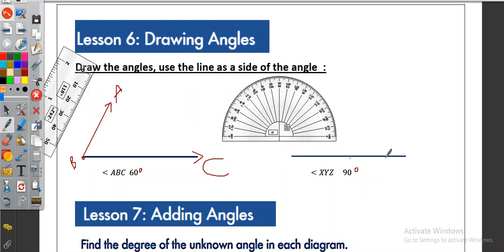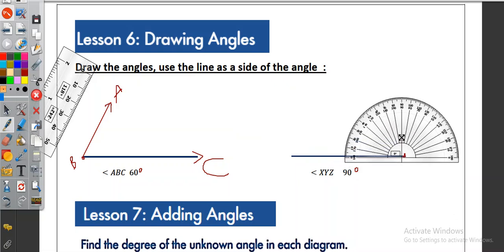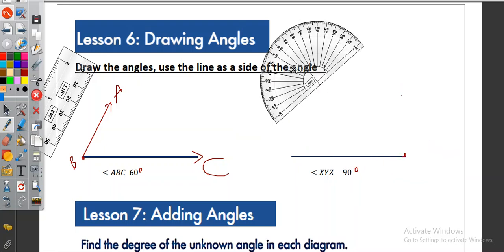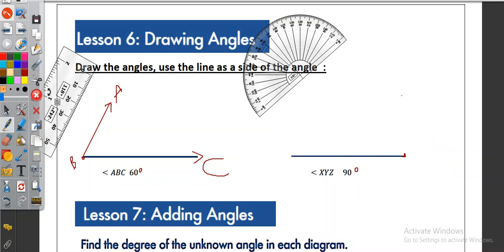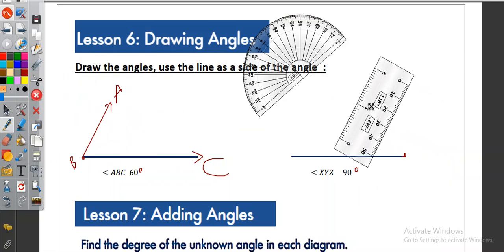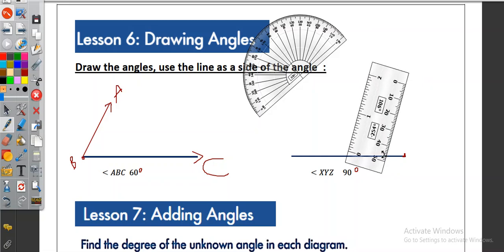Just identify your start point. Let's say it's this one here. Bring the ruler, bring the protractor, put it exactly in the center. Here's the 90 here, up exactly. So remove it. Drag the ruler. Yes, here we go.